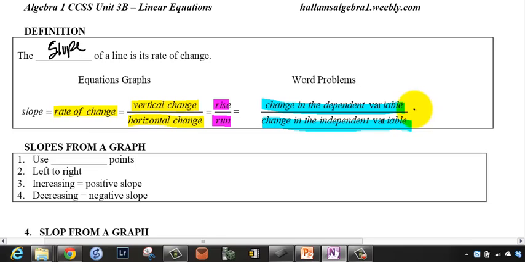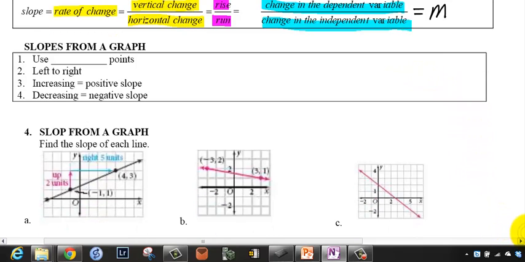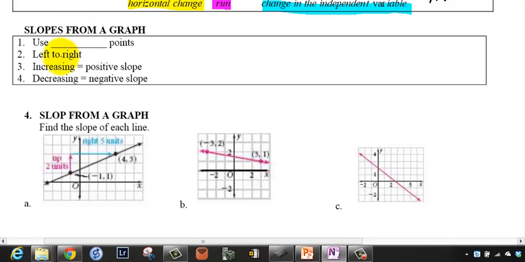Let's tack one more on there. Eventually you'll come to know slope as m, and that'll be when we get a little bit further along, but we'll tease it around and talk about it so that you're comfortable with it when we actually do use it fully. So slope, or m, let's talk about how to do this on a graph.